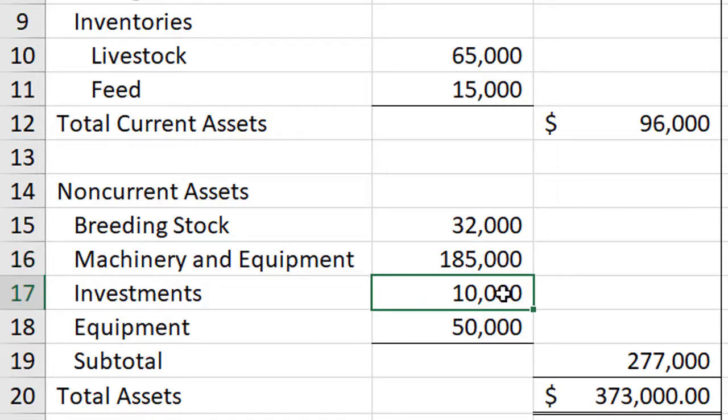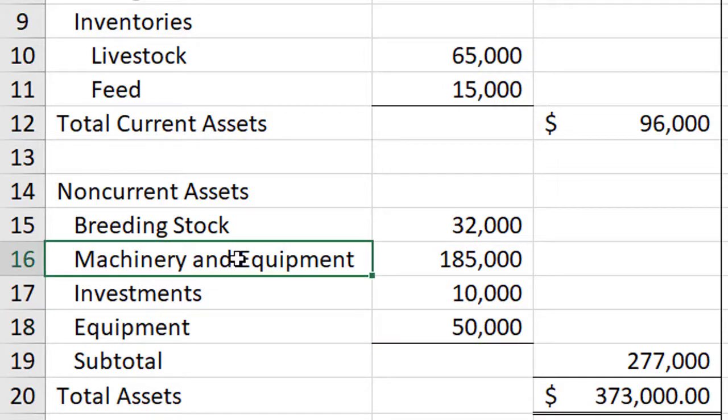Various investments, there's oftentimes a long-term investment category listed as a non-current asset because it's an asset that you don't want to turn into cash immediately. There's a second equipment line here. I'm not sure why there's a second equipment line here. That doesn't actually make any sense. I think perhaps we meant to call this one land and buildings.